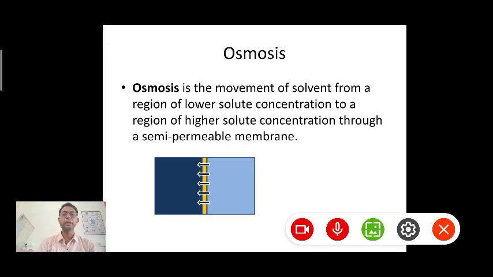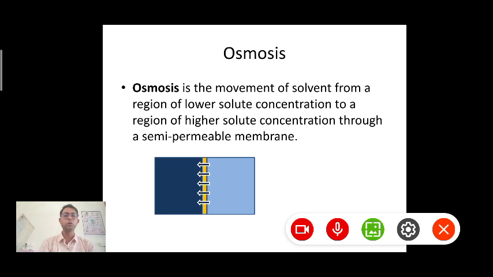Now moving to the next, that is osmosis. Osmosis is the movement of solvent from the region of lower solute concentration to the region of higher solute concentration through the semi-permeable membrane. Now this is exactly opposite, we can say, to the previous one, that is diffusion. But here the most important thing is the water molecule we can consider.